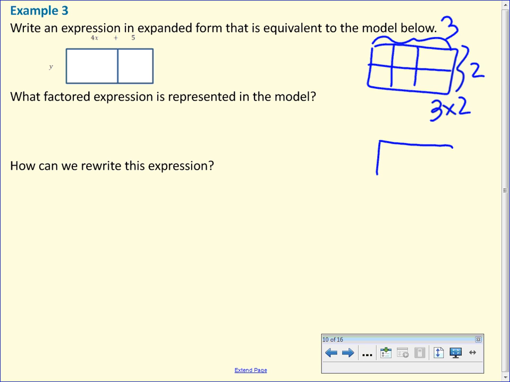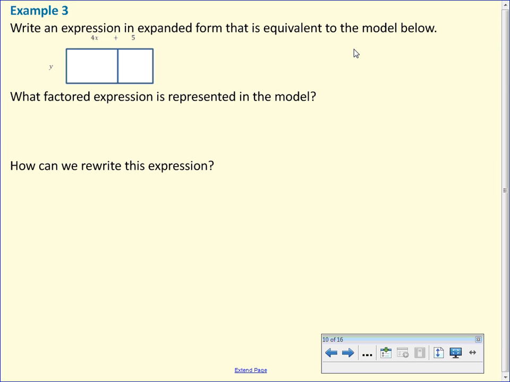We've also seen something like that when we've done area. How would we find the area of that? 6 times 4, because 6 times 4 represents this whole model. 3 times 2 represents that whole model. But now let's take a look at the model that they gave us for example 3. I have y here, and I have 4x, and I have 5. So based on what I already know, let's bring forward and apply what we've already learned about multiplication and arrays and area. What expression could I use for that?